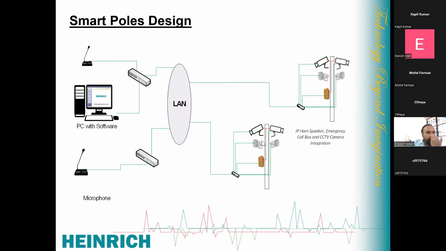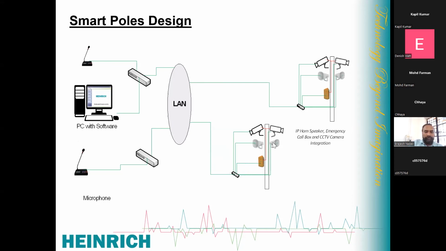In each pole, you can plan your speaker. Now, these IP speakers have an inbuilt amplifier. You don't need to place any amplifier or any kind of control over there. You just need to connect these speakers to the switch. On the same switch your speaker is connecting, on the same switch your network is connecting, and on the same network your CCTV is connecting. From the central command center, from the single software, you can control your multiple locations.